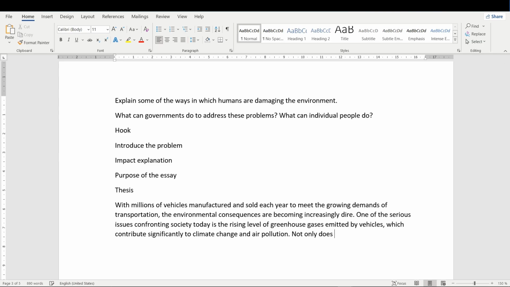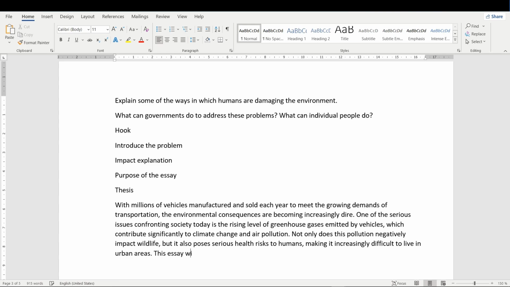Not only does this pollution negatively impact wildlife, but it also poses serious health risks to humans, making it increasingly difficult to live in urban areas. In this sentence, we discuss the effects of the problem in detail, highlighting how it impacts wildlife and human health.